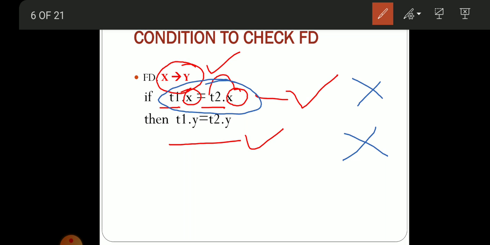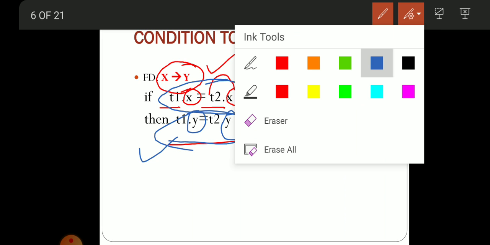If according to the first condition the values of x are the same, then only we'll check the second condition. The second condition means the value of y in tuple 1 and the value of y in tuple 2. If these values are the same, then only we'll say the functional dependency exists. Let's take an example according to these conditions.